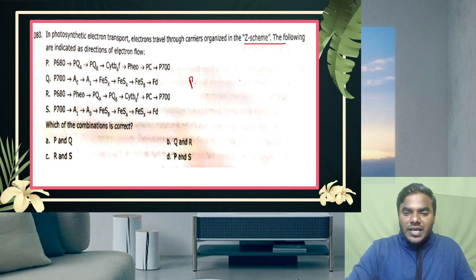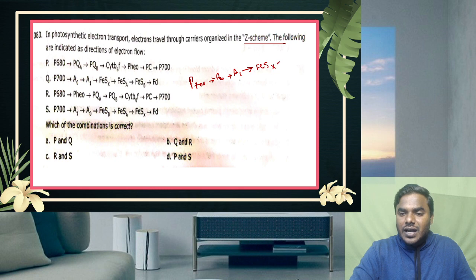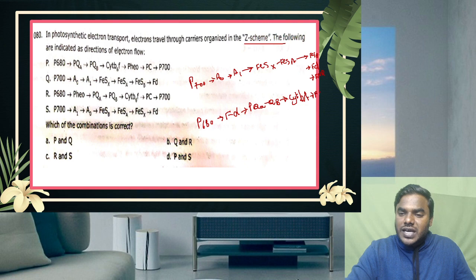We read, right? P700, how is the electron scheme? A0, A1, then there is a series of iron sulfur X, iron sulfur A, iron sulfur B, then ferredoxin, then FNR, then NADP, followed by NADPH. And when we read about P680, what did we discuss? P680, pheophytin, plastoquinone A, plastoquinone B, cytochrome b6f, and plastocyanin, followed by P700. This is what we read previously. Now you only look into this.